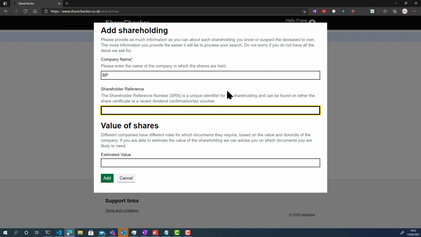You may or may not have a shareholder reference. If you do, then please enter it. It will help the registrar to find the person and find their shareholding, but if not, you can leave it blank.